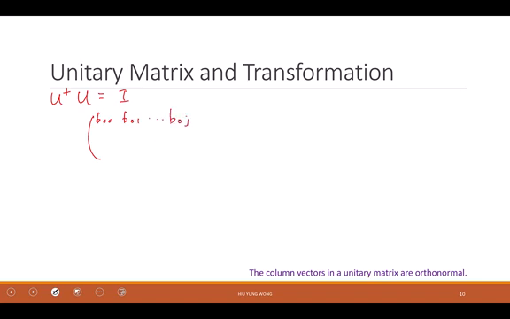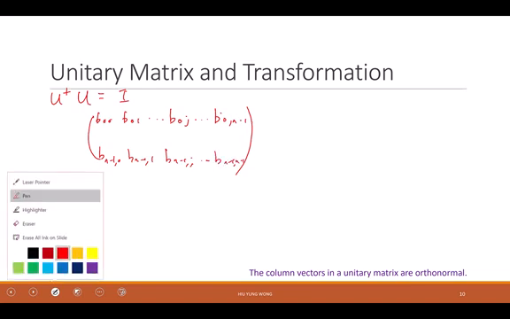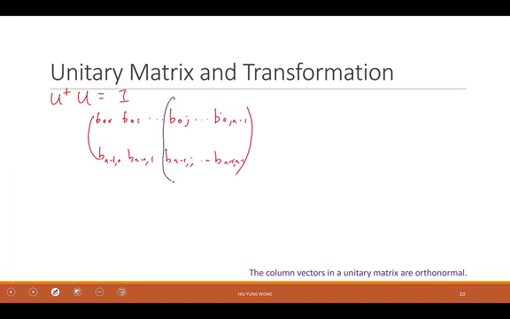Then B0J, the J column, and then B0 n minus 1. To save time, I will only do the last row: B n minus 1, 0, B n minus 1, 1, B n minus 1, J, and then B n minus 1, n minus 1. Is this okay? Just a matrix. But I highlighted a column, which is B0J all the way to B n minus 1, J.